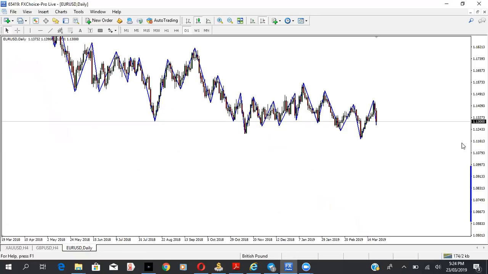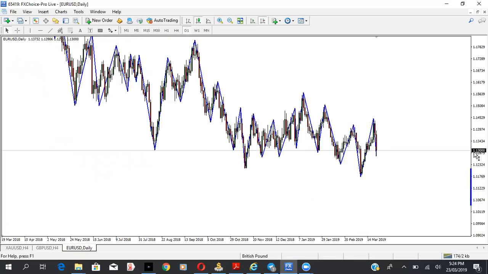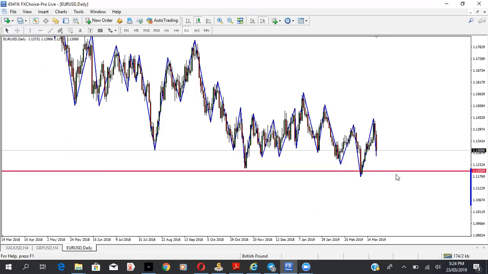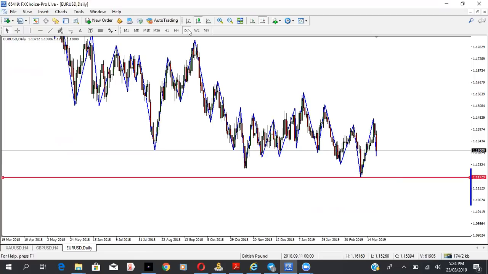When I do that, first questions first. Where is price? Price is at here. Do I have swing highs and swing lows around where price is? Yes, I have here and I have here. I pull up my horizontal line. I mark this point. Remember, this is a daily time frame.